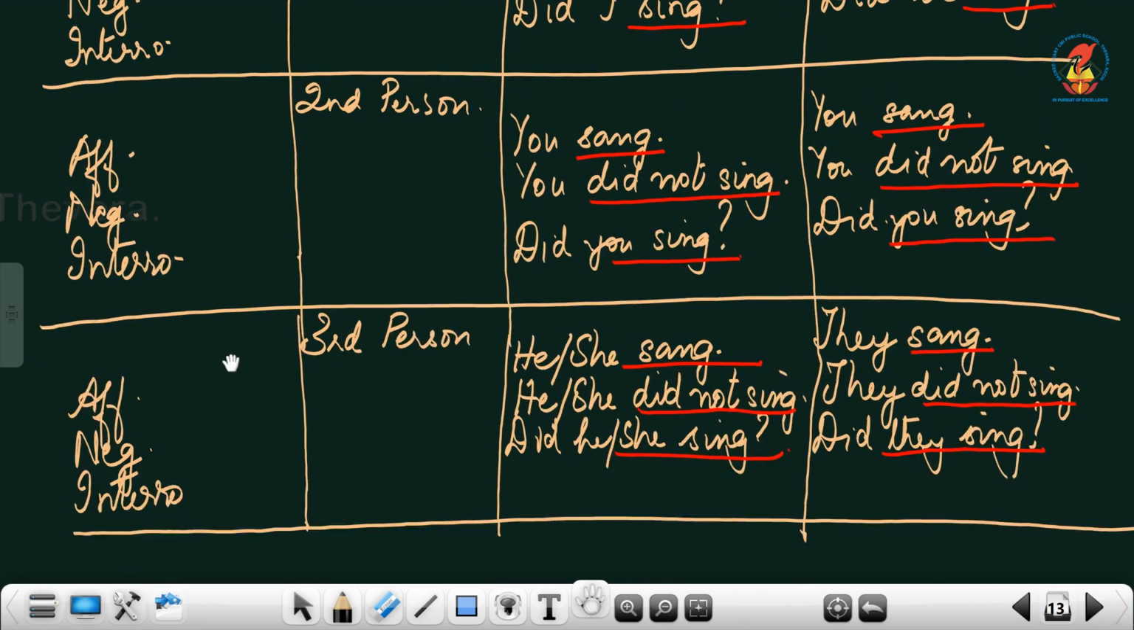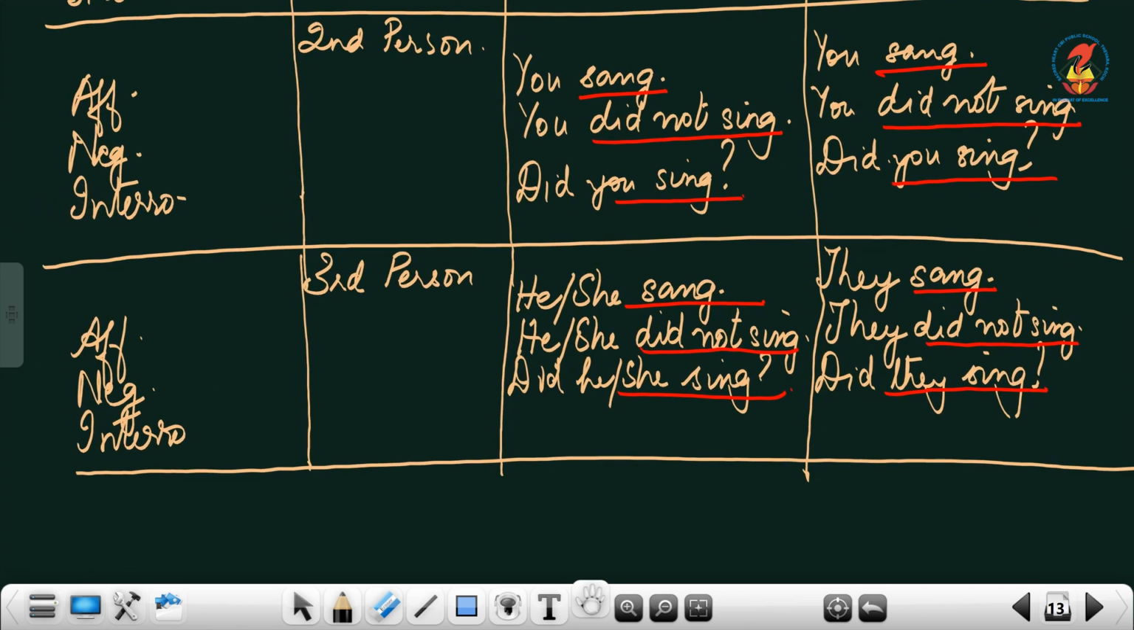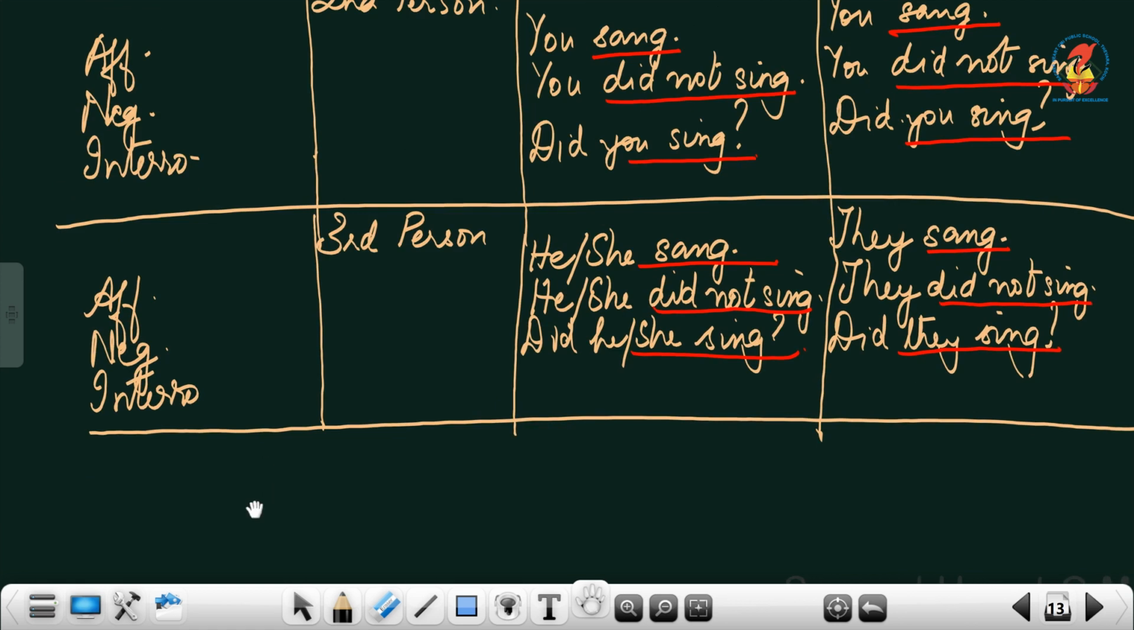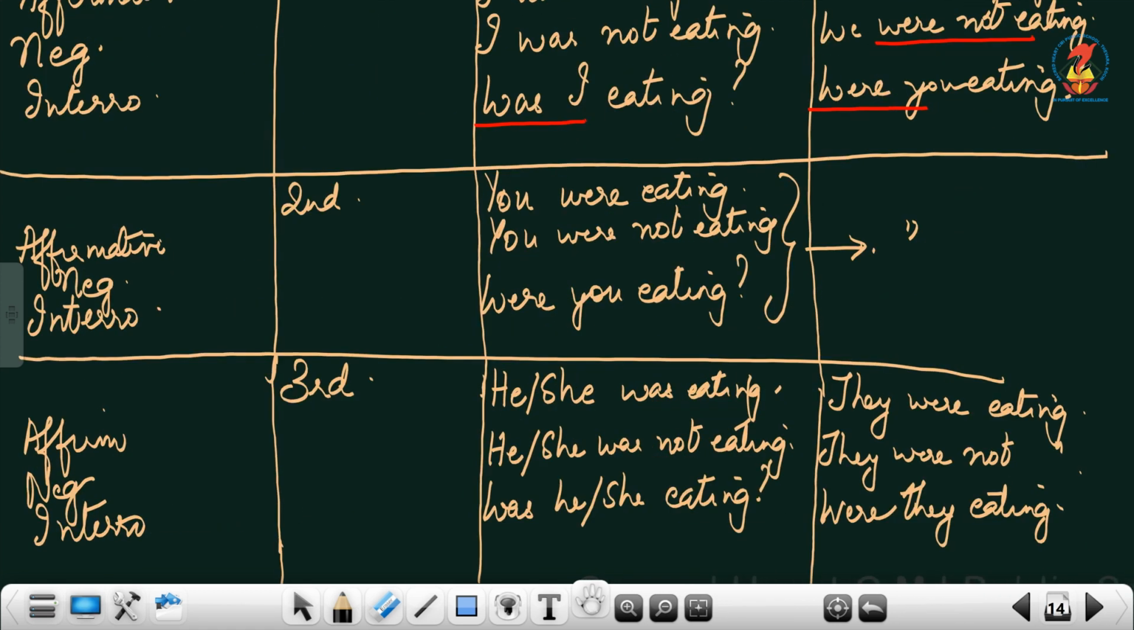Then, how will you express it in the third person singular as well as the third person plural? Third person singular is he, she, it. For it, we cannot imagine a non-living thing to be singing. So, he sang, she sang, he or she did not sing, did he or she sing? When it comes to the plural, they sang, they did not sing, did they sing? Of course, you have to pay attention to the interrogative sign given there. So with this, we are finishing with the simple past tense.